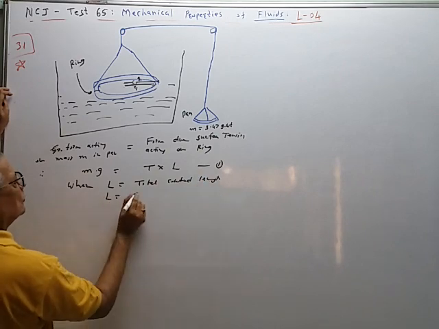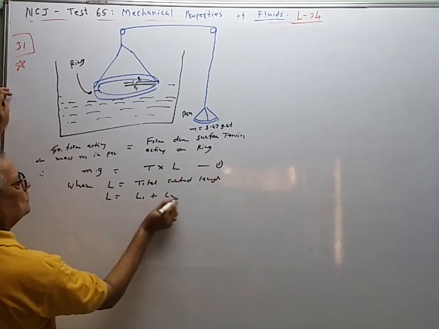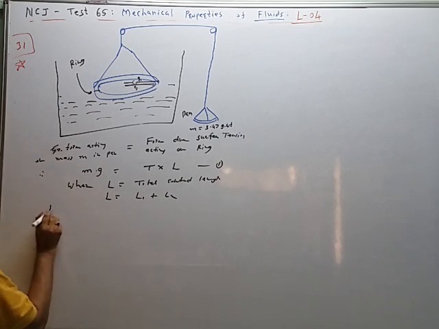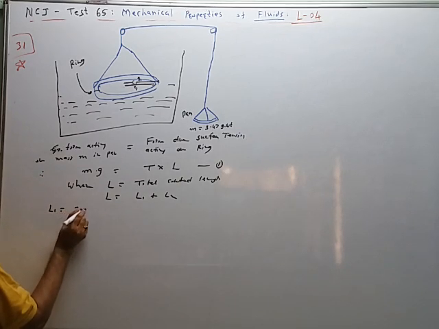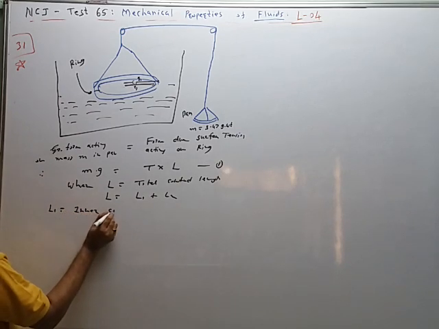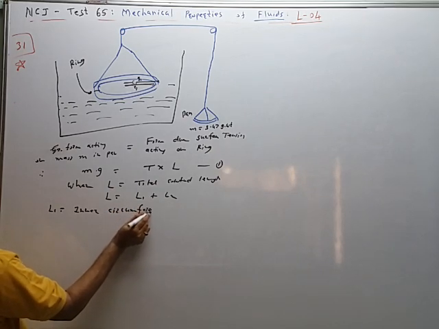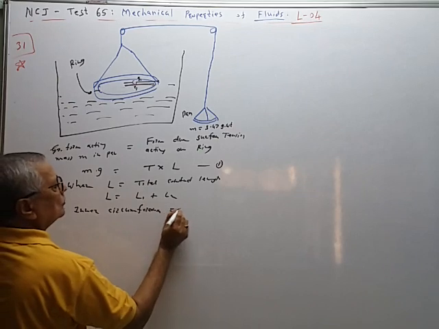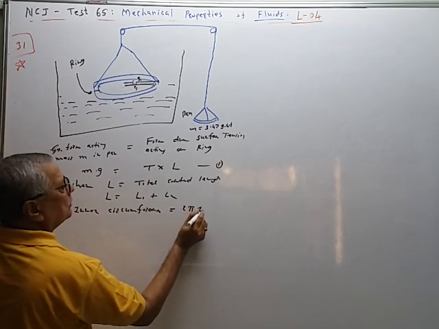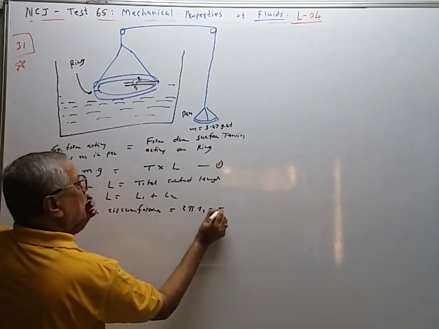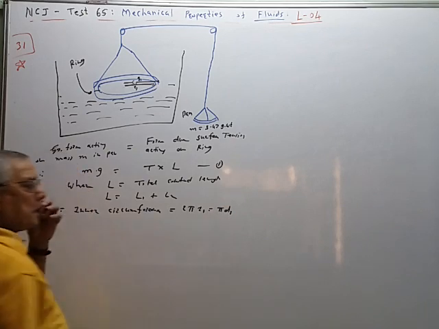So L is equal to L1 plus L2. L1 is equal to inner circumference is equal to 2 pi r1 is equal to pi into d1, inner diameter.